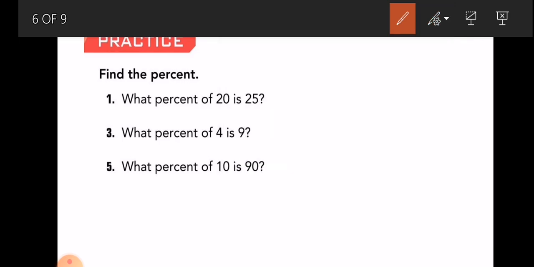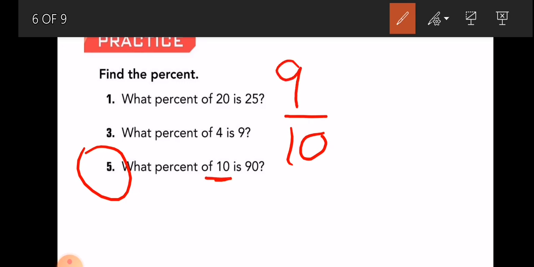Let's do another one, number 5. What percent of 10 is 90? What percent of 10? It means the 10 is what, the part or the whole? It is the whole. So when I say what percent of 10 is 90, 90 is my part. As I told you, it's not a rule at all to have the smaller number up. The part can be the small number or the big, according to the meaning. When I say "of 10," it means my total, my whole, is 10.